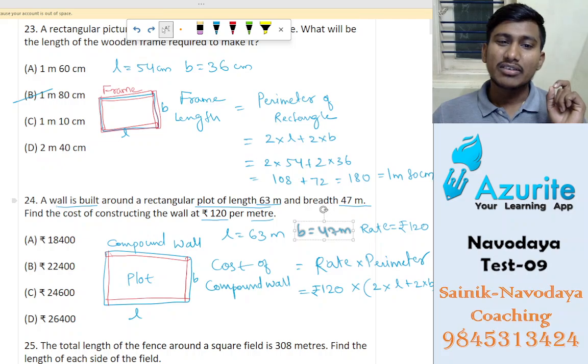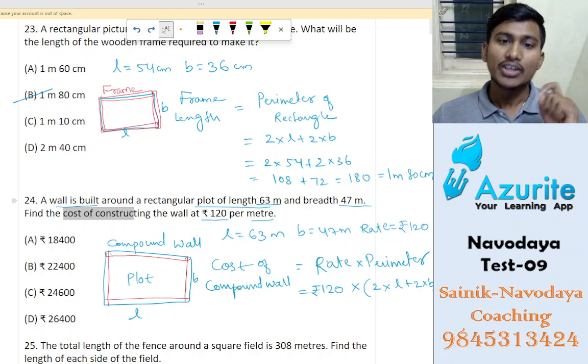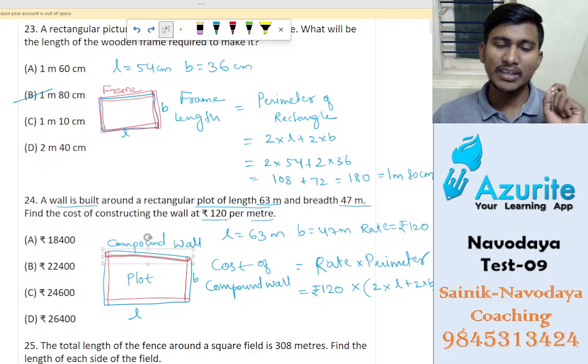So the cost of construction rate is how much? Rate is 120 rupees per meter. So how do we find the total cost? The compound wall is built on the perimeter, right? So we find the cost by multiplying the rate with the perimeter, because it is built on the perimeter. You multiply rate and perimeter, you will get the answer.